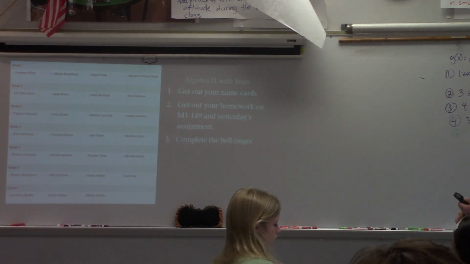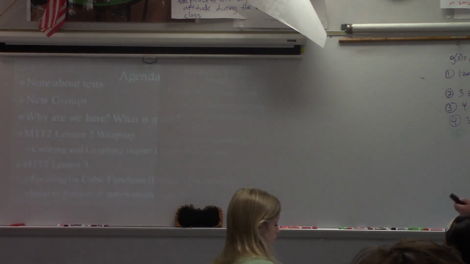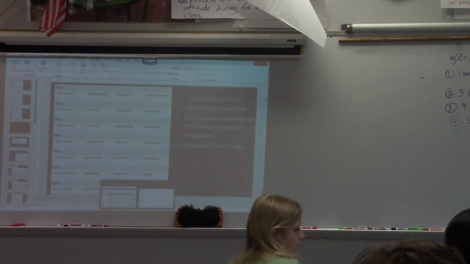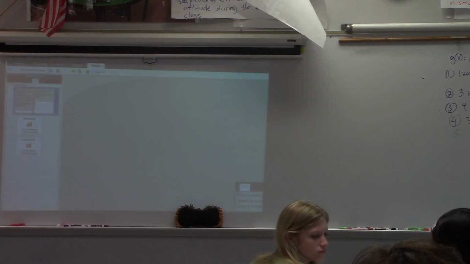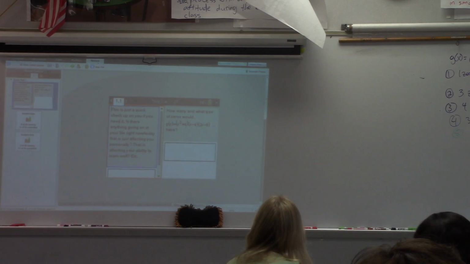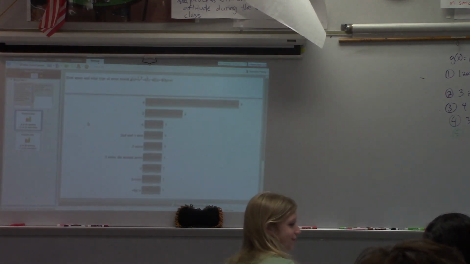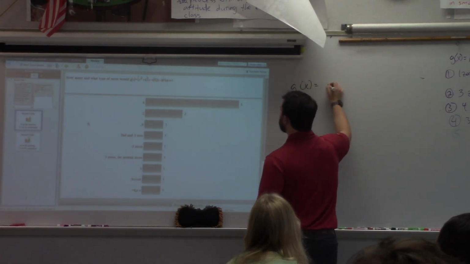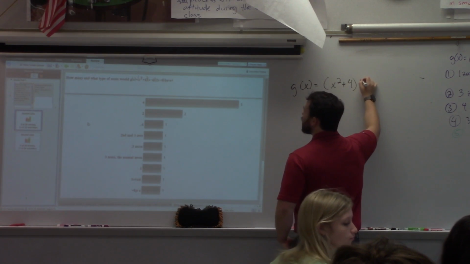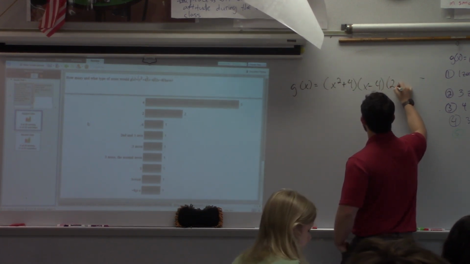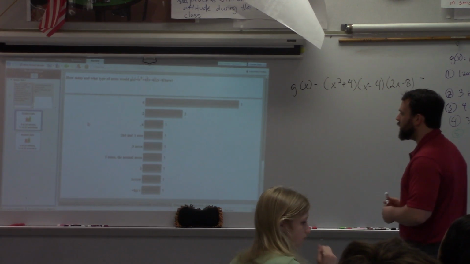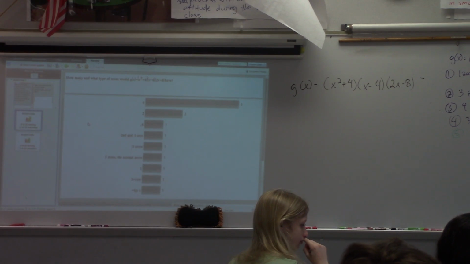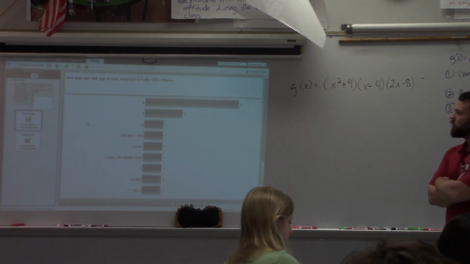Alright, so let's get started with the bell ringer first. The question was, how many zeros will g of x equals x squared plus 4 times x minus 4 times 2x minus 8 have? And what types are they? Several of us said 3, a few of us said 4, and a couple of us said 2. So let's start with the 2.